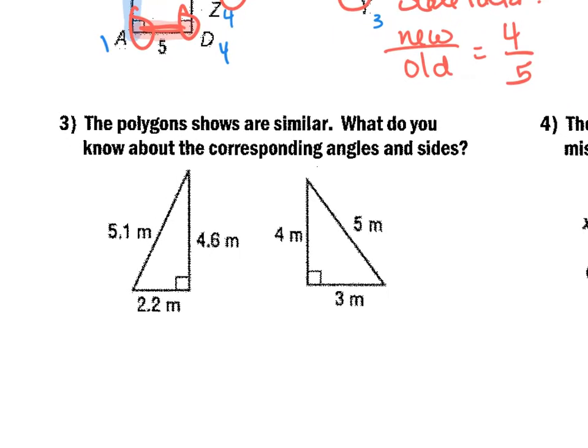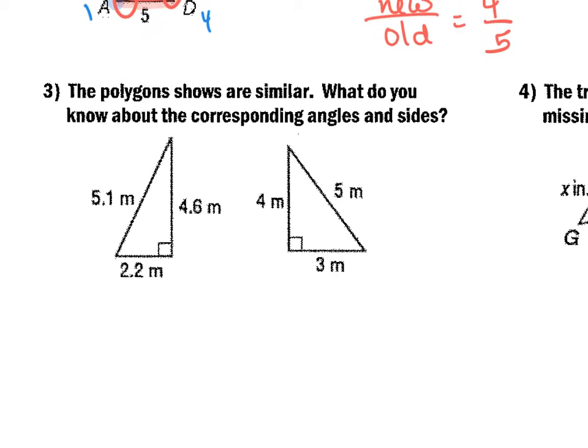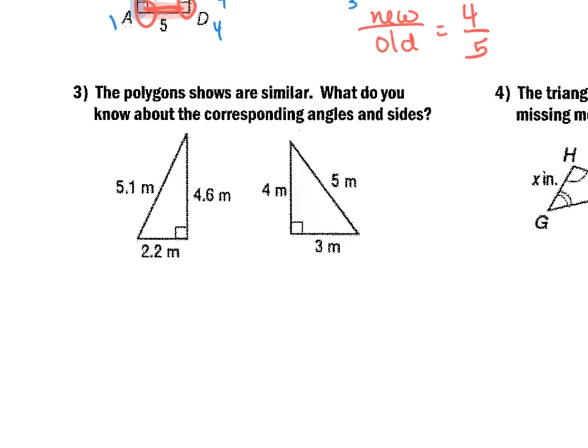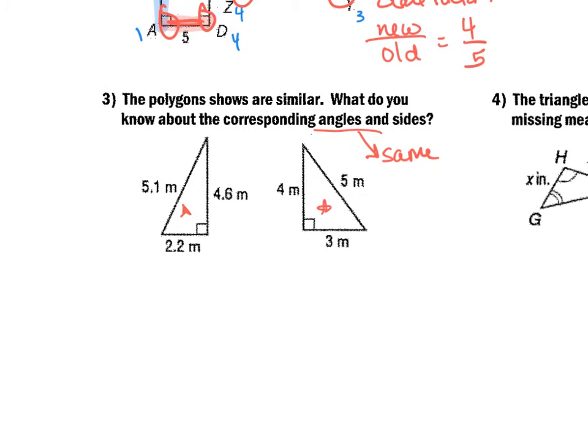Number 3, the polygons shown are similar. Again, what do you know about the corresponding angles and sides? So the angles are not going to change. The angles are going to stay the same, even though this triangle might be a different size than this triangle. The angles remain the same.